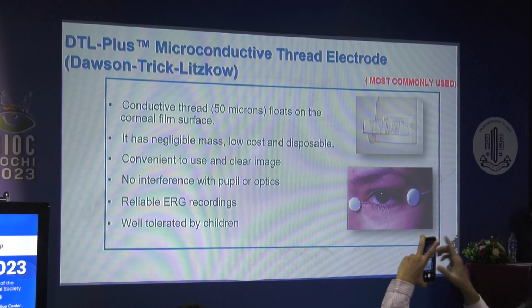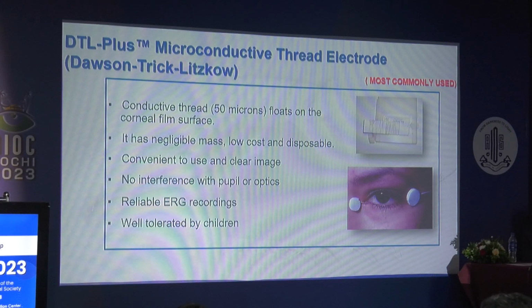They are conductive thread, 50 microns, that float on the corneal film surface. It has a negligible mass, low cost, and is disposable. They're convenient to use and they give very clear images. There is no interference with the pupil or the optics. They give a very reliable ERG recording and they are well tolerated by children.